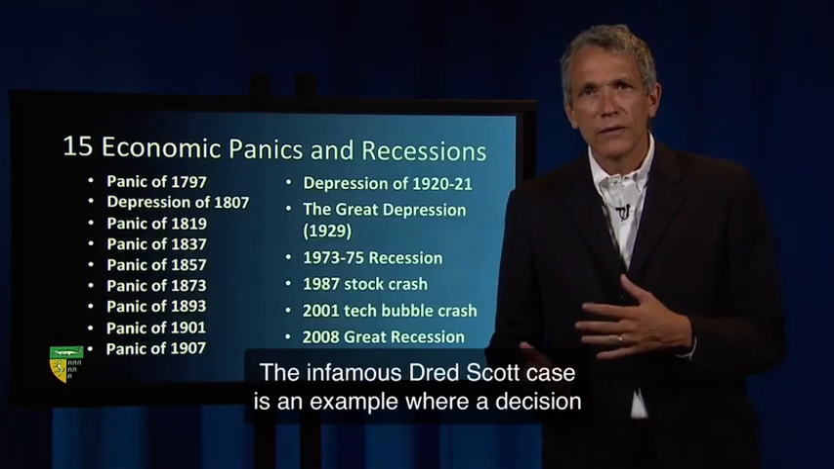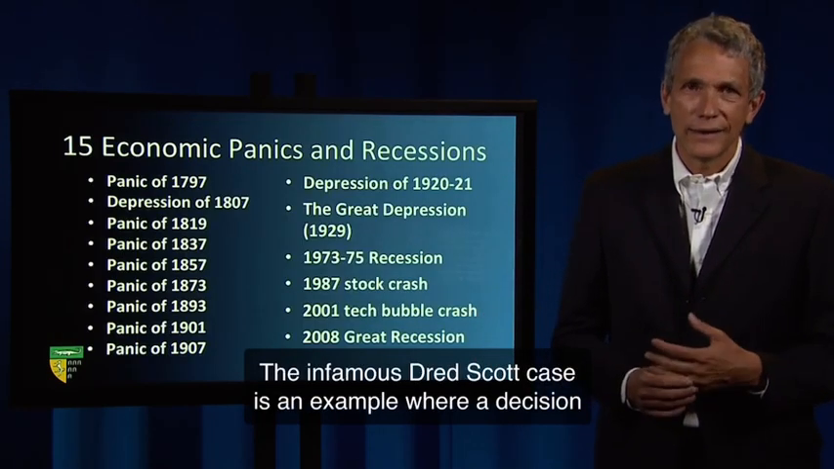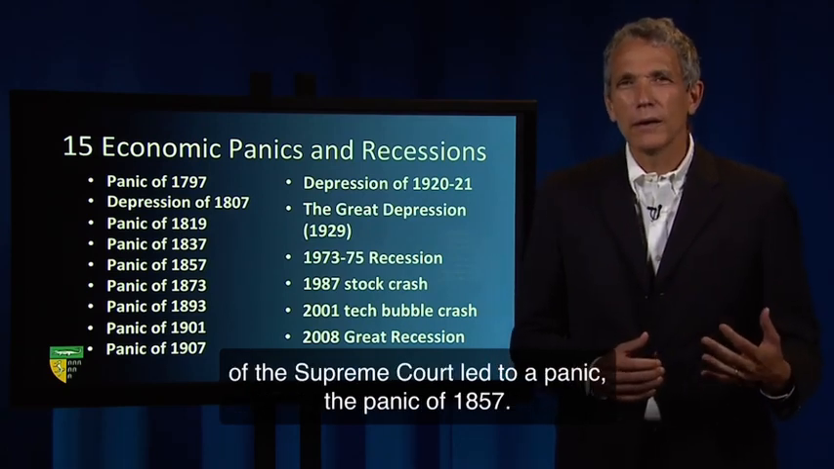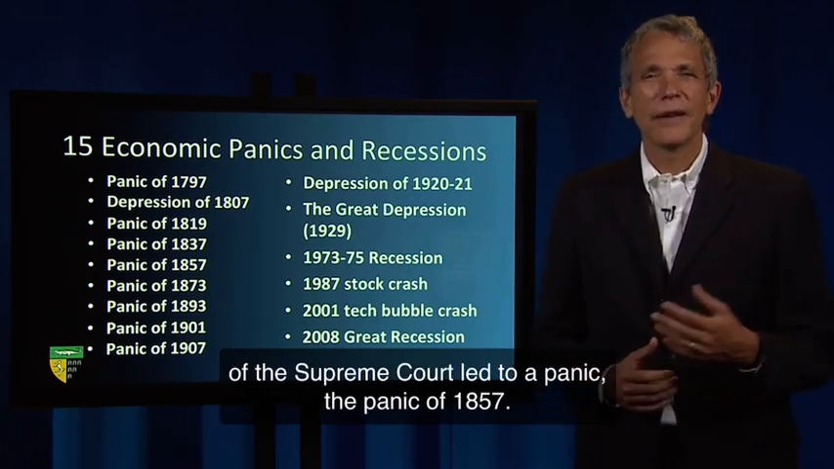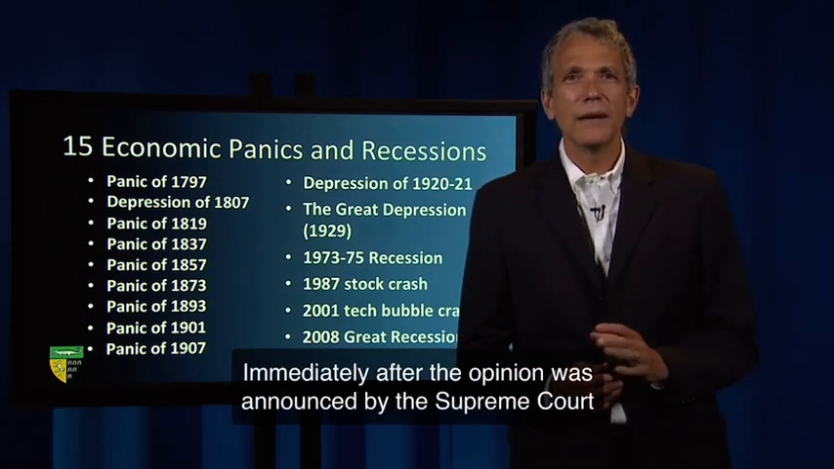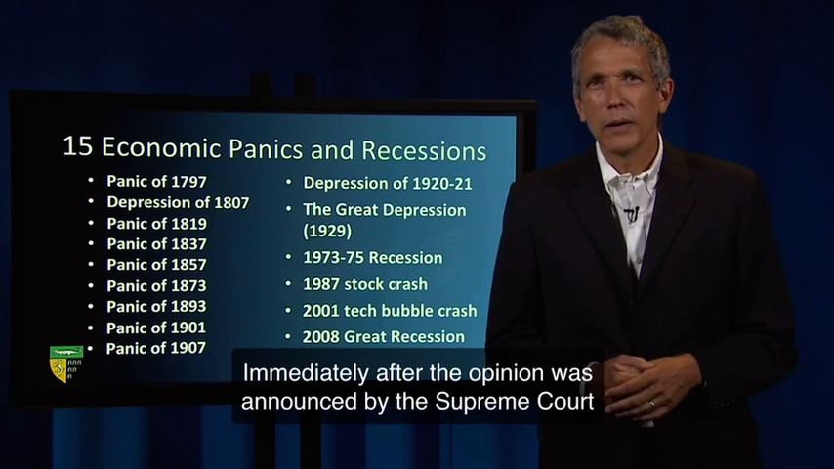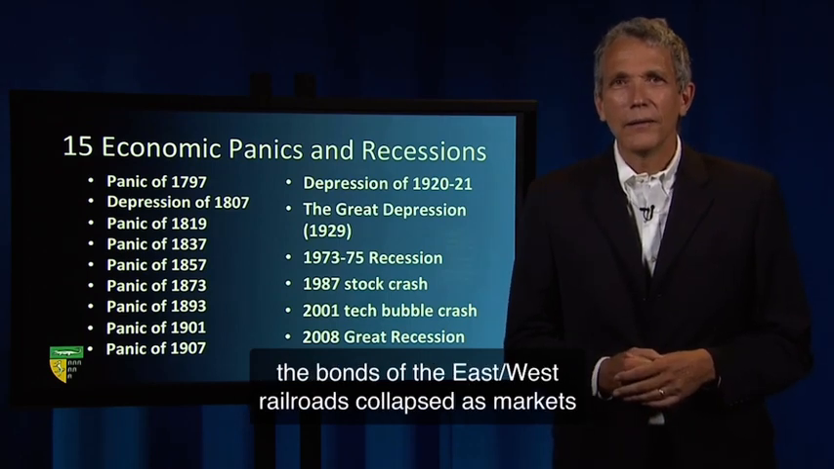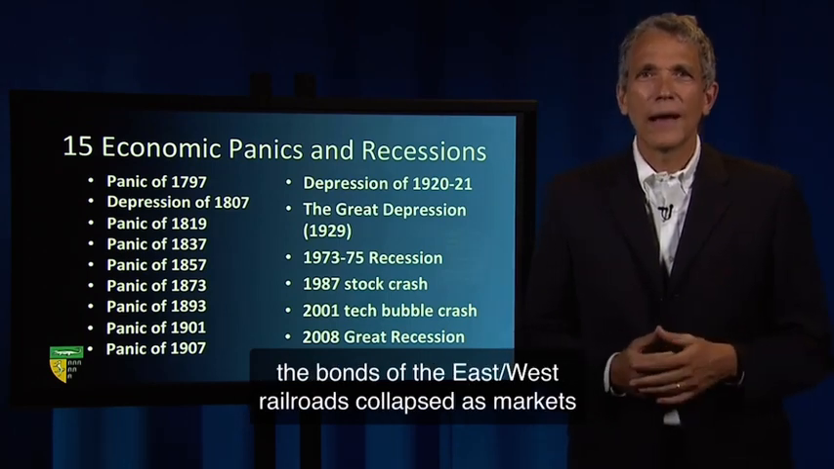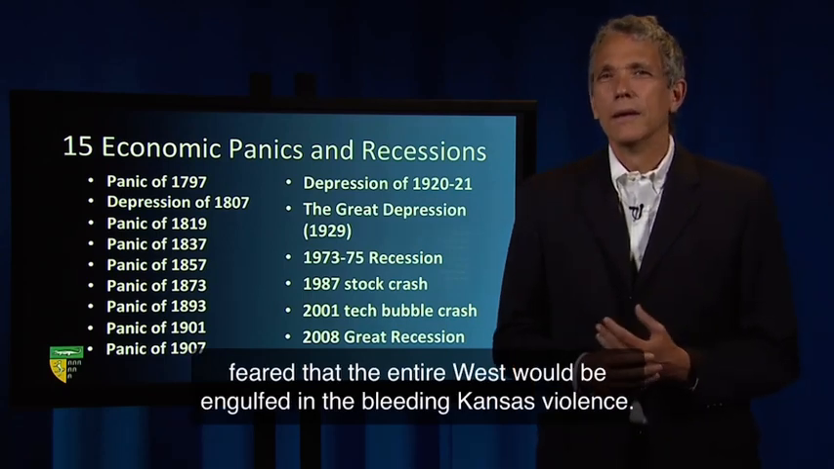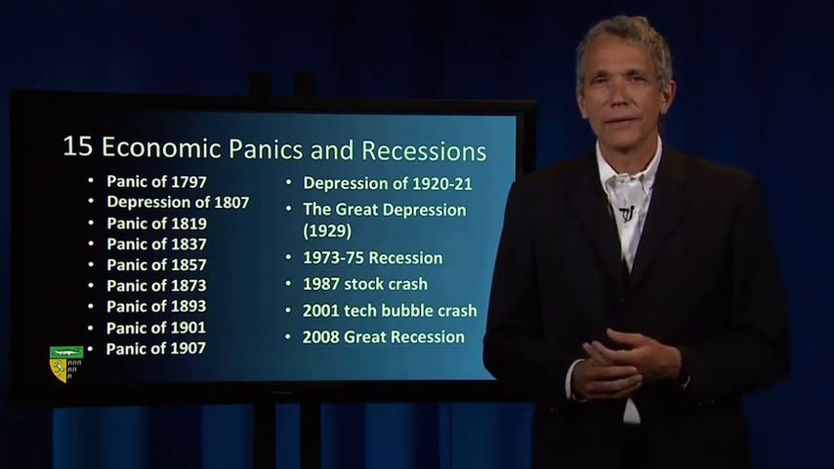The infamous Dred Scott case is an example where a decision of the Supreme Court led to a panic, the Panic of 1857. Immediately after the opinion was announced by the Supreme Court, the bonds of the East-West railroads collapsed as markets feared that the entire West would be engulfed in the bleeding Kansas violence.